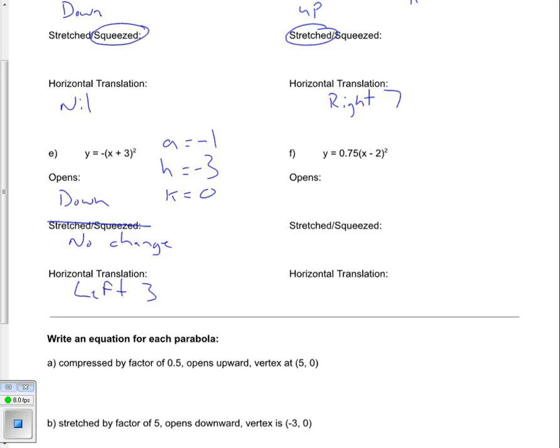Okay, and then finally for F, the a value is positive 0.75. The h value is positive 2. And the k value is 0, as there's nothing given to us. Because the a value is positive, it opens up. Because the a value is between 0 and 1, that means that it's squeezed or compressed. And the horizontal translation, since the h value is positive 2, means that it moves to the right by 2 units.